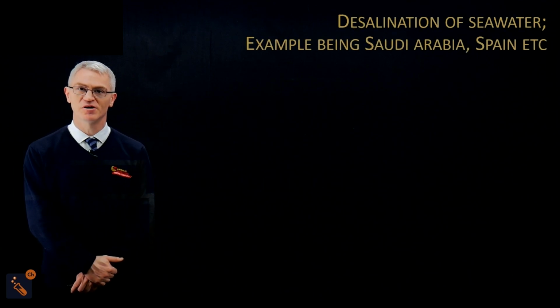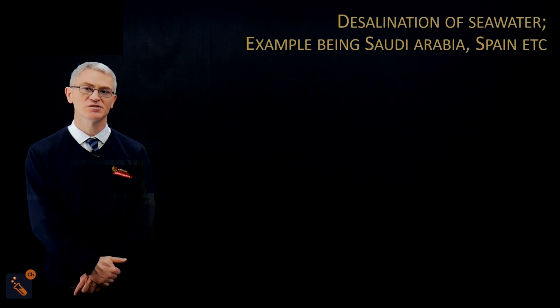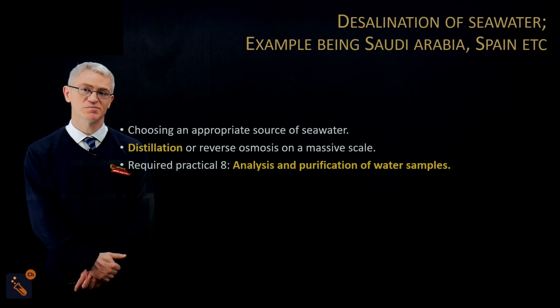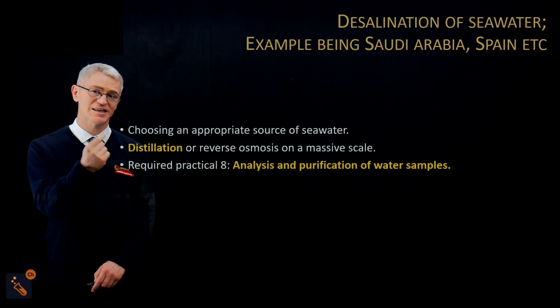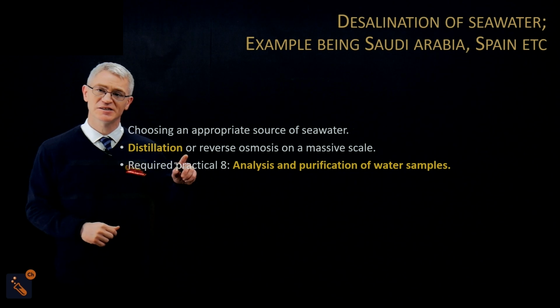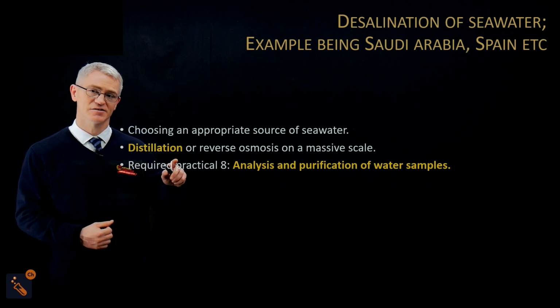Our final example of making potable water is through desalination. And this is done in hot countries which don't have a lot of rainfall, for example, Saudi Arabia and Spain. So first of all, they have to choose an appropriate source of seawater, and then they have to distill or do reverse osmosis. Now, distillation involves a huge amount of energy and heat, which means it's very costly in terms of fossil fuels or electricity.